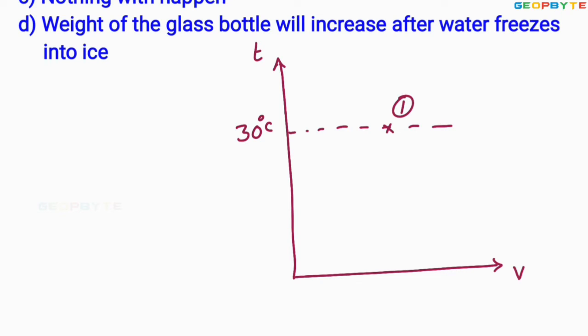By the time the water is cooled, when you keep the water bottle in the freezer, the temperature of the water keeps on decreasing from 30 degree centigrade to 4 degree centigrade. Until it reaches 4 degree centigrade, volume decreases. Thereafter, what is happening? By the time the water is further cooling, its volume increases. Volume increases until it reaches 0 degree centigrade.